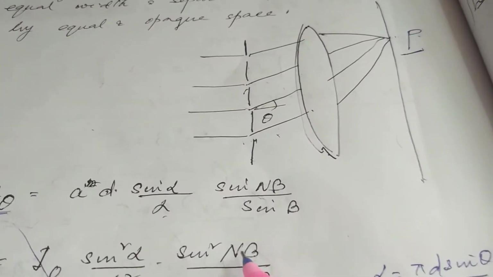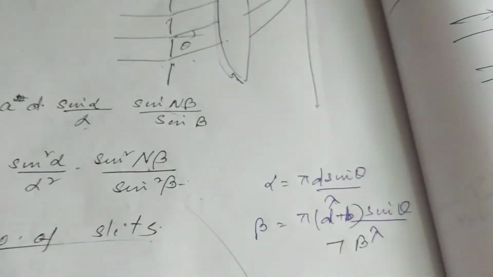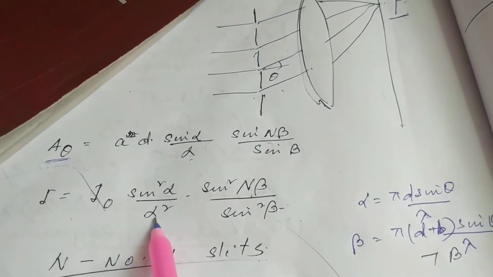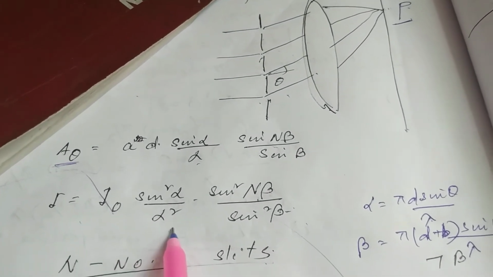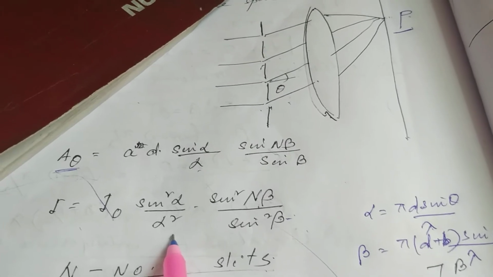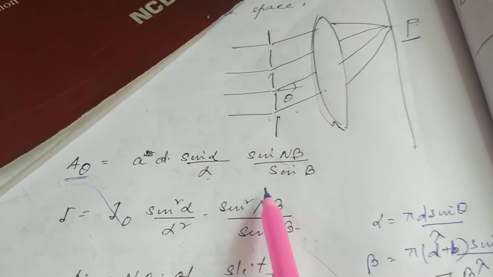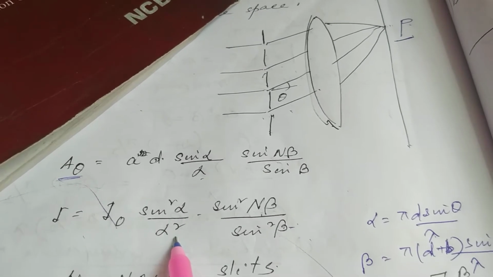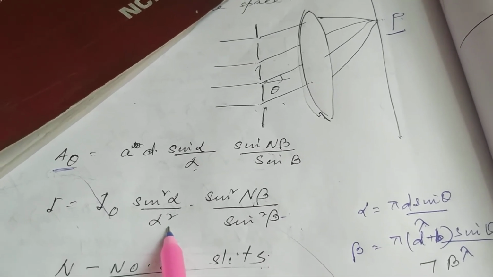Now one thing you can check is whether the formula is correct or not. If you put N equal to 1, then the intensity you get is I0 sin square alpha by alpha square, and that is the formula for a single slit. Do you remember? If N is equal to 1, then this term will vanish, so it will become I equal to I0 sin square alpha by alpha square. That is the intensity for a single slit.